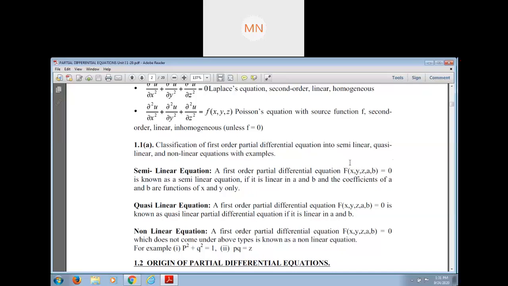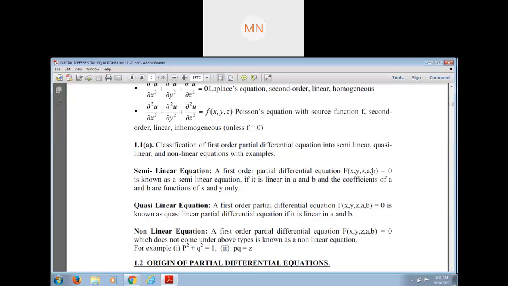Here suppose in some books it may be written as x, y, u. In some books it may be written with u also. Then it is also a first order partial differential equation. Here x and y are independent variables and z is the dependent variable.